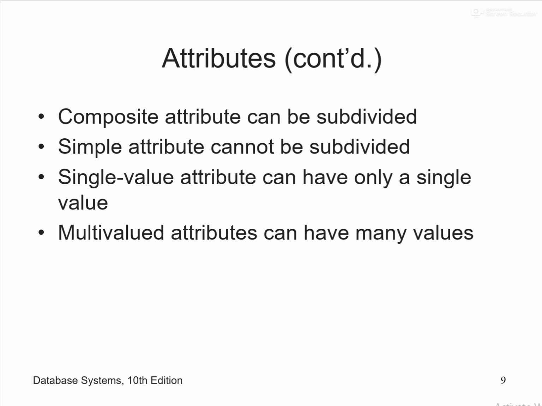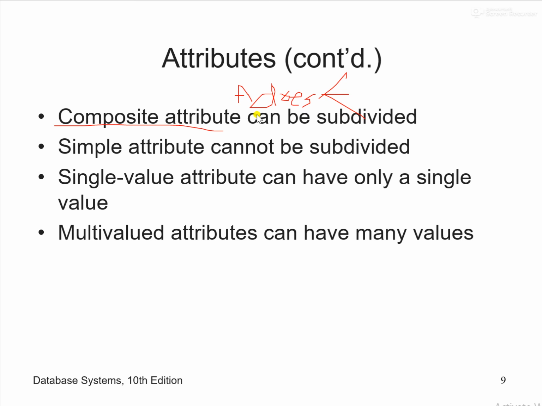Then we have simple attribute and composite attribute. Do not confuse it with composite key. Composite attributes are those attributes which can be further subdivided, not the key but a single attribute. Like we have an attribute address. If I write here address, it can be further divided into city, street, postal code or zip code.